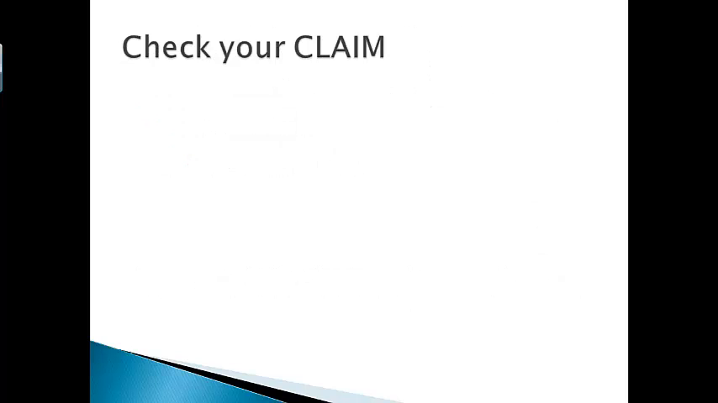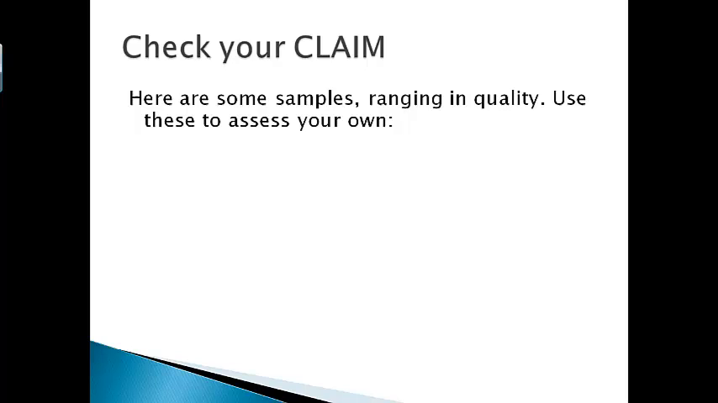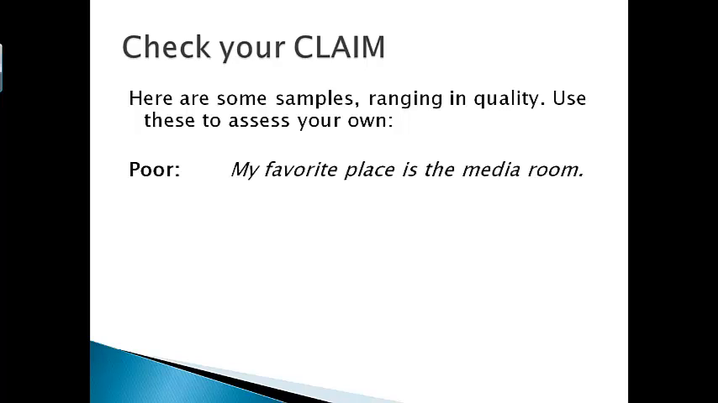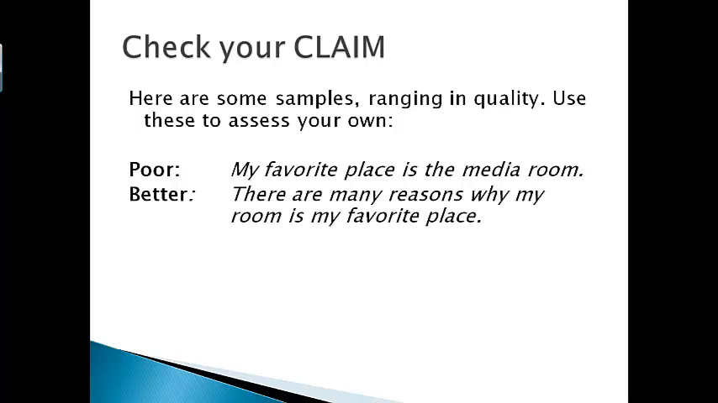So, let's check your claim. Here are some examples ranging in quality. Use these to assess your own. My favorite place is the media room. Now this is a poor example because while it claims that it is my favorite place, it does not really tell me why. There are many reasons why my room is my favorite place. This is a little bit better because it kind of hints that there is a significance to the room, but again, it does not say why.